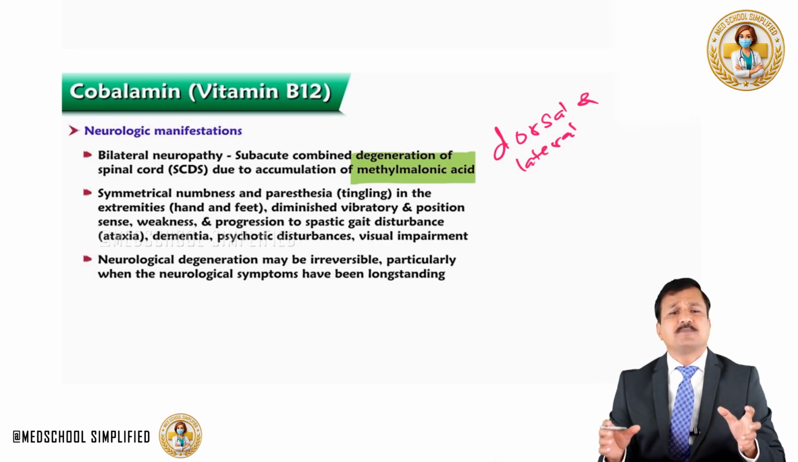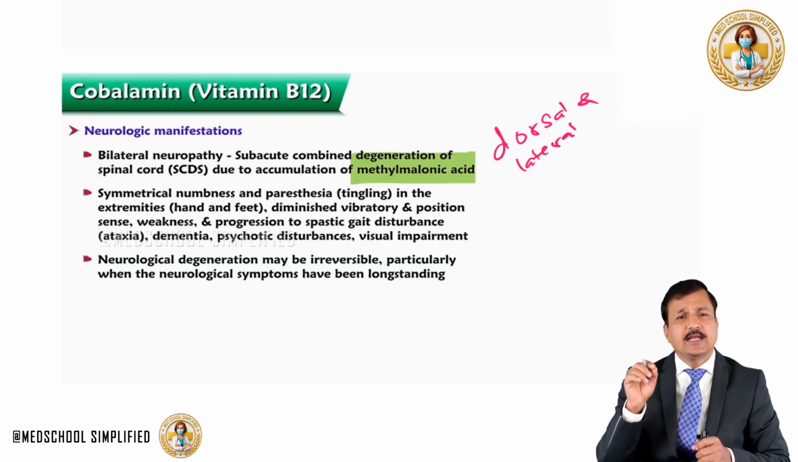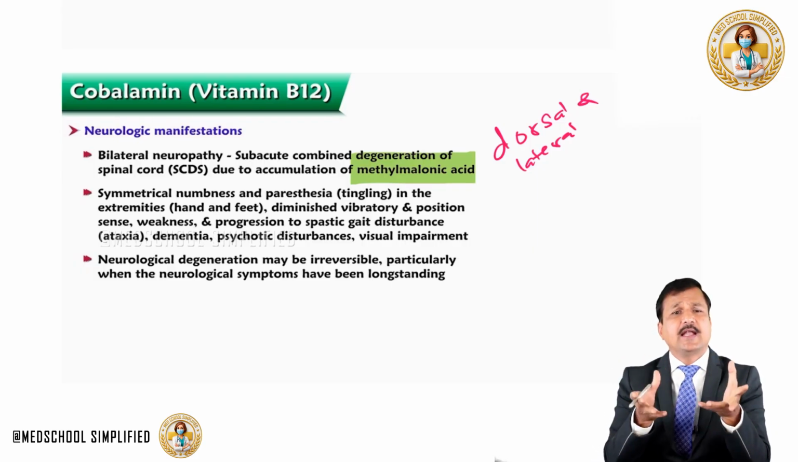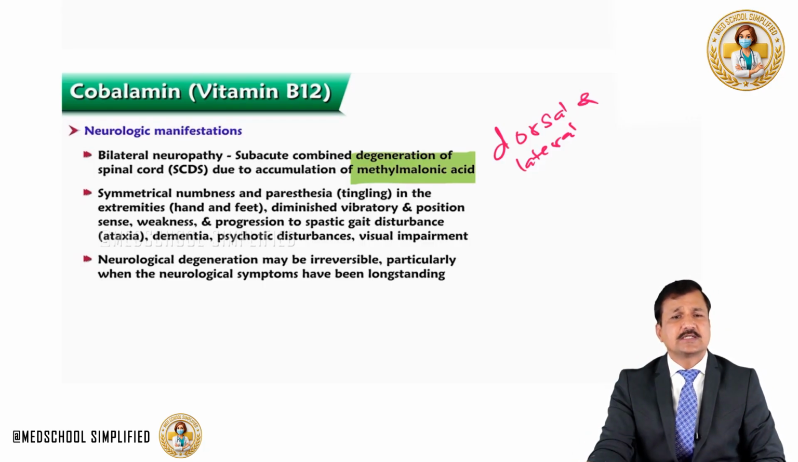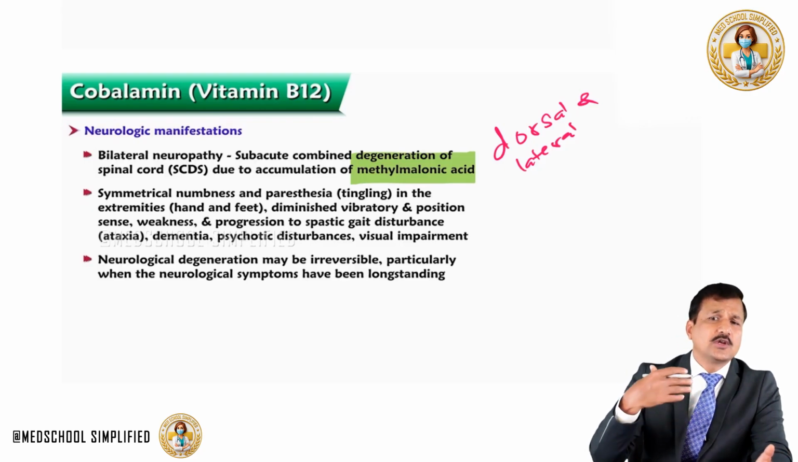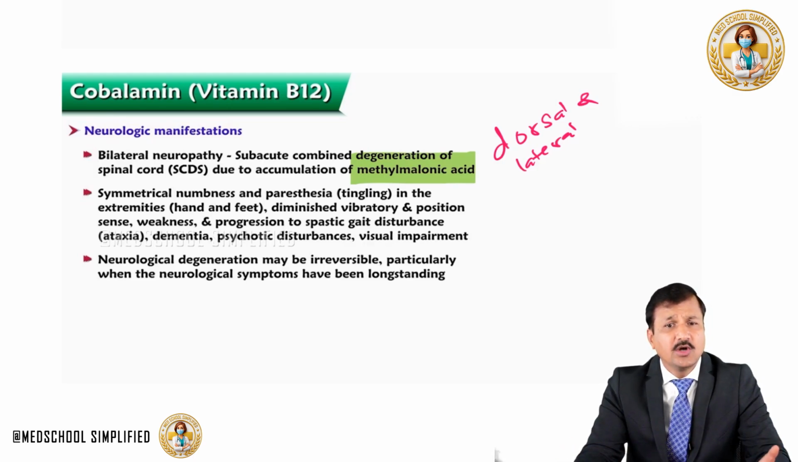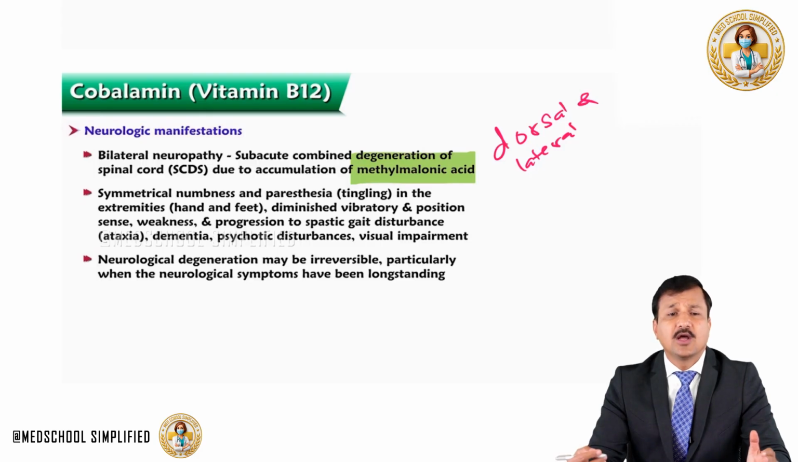So the neurological signs and symptoms include symmetrical numbness and paresthesia, where we say tingling and numbness, pins and needles, that kind of experience, especially in the extremities, in hands and feet, diminished vibratory sense and positional sense, weakness in the muscles, progression to spastic gait, disturbances in the gait, which we call ataxia. Patient may show dementia, psychotic disturbances, and even visual impairment. And neuronal degeneration may be irreversible, particularly when the neurological symptoms have been long-standing.